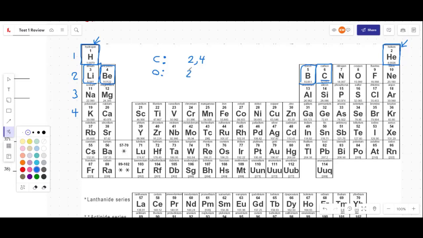Now, if it's for oxygen, I just have to fill up a couple more boxes, and I still fill up the same first row, still start at the beginning, but I'm going to fill it up until I get to oxygen, which is 6. So it'll be 2, 6. I have 2 electrons in the first energy level, and 6 electrons in the second energy level. Does that make sense?